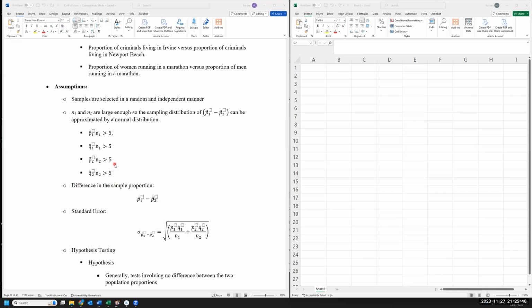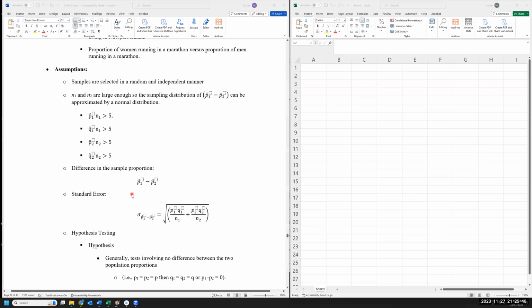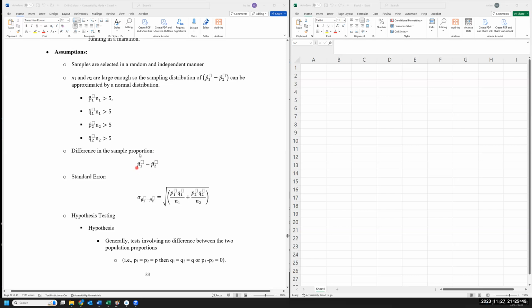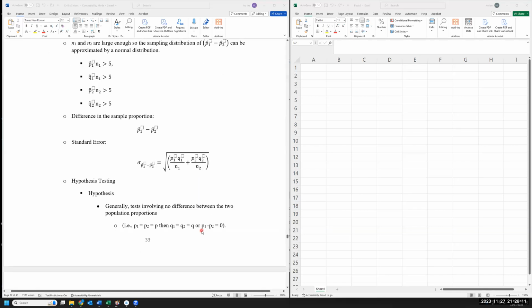All of these have to be true to assume and apply the normal distribution. Again, we're testing the difference here, and the standard error of the sample difference is the square root of P1 times Q1 divided by N1 plus P2 times Q2 divided by N2. You add them together, and all of that square root, that is the standard error, okay?